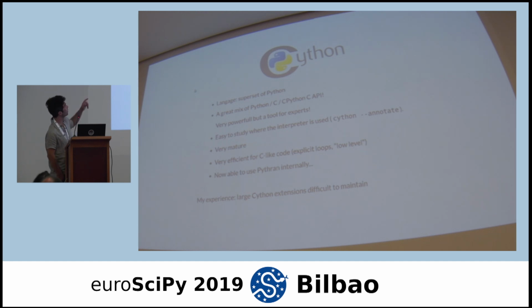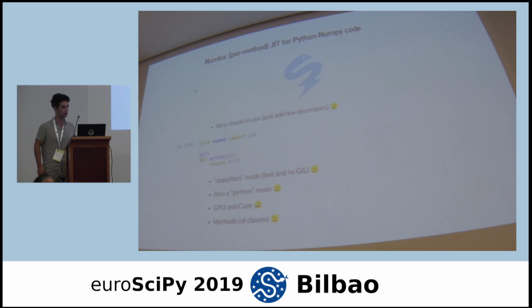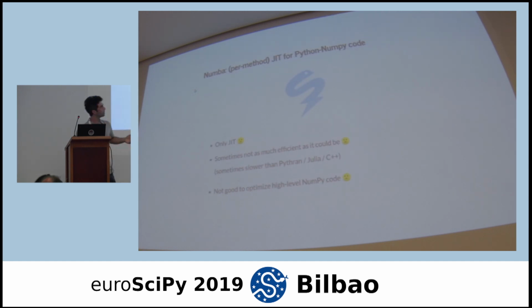Then we have Numba, which is a JIT for our Python-NumPy code. It's very simple to use, and there are many clever things like GPU support and interaction with CuPy, for example. If we want to find bad things about Numba, it does only JIT. And sometimes it's not as efficient as it could be if you benchmark, especially for high-level NumPy code, it's sometimes not so good.